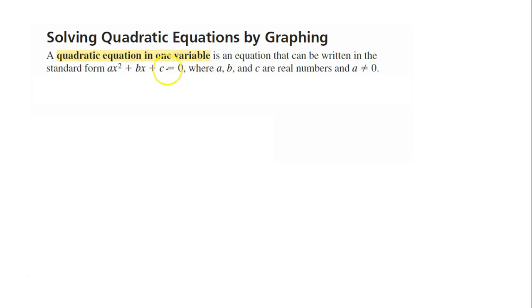First of all, a quadratic equation in one variable can be written in this form, where a, b, and c are real numbers, and a can't be 0, because if a was 0, then you wouldn't have this quadratic term, and it would be a linear function.